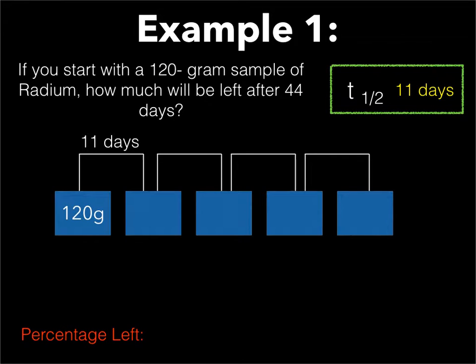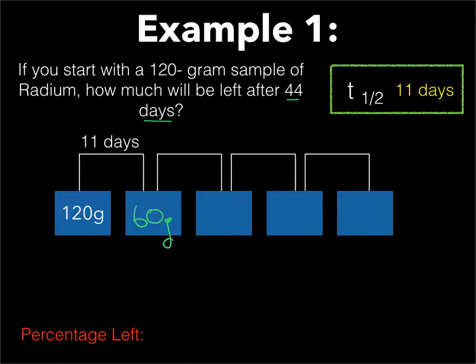Our first example: if you start with a 120-gram sample of radium, how much will you have left after 44 days? We know by looking at this box over here, radium has a half-life of 11 days. So that means for every 11 days, you're going to have exactly half of the amount of radium that you started with. If we initially start with 120 grams, exactly 11 days later, we are going to end up with 60 grams of radium. And we want to figure out how much would be left after 44 days.